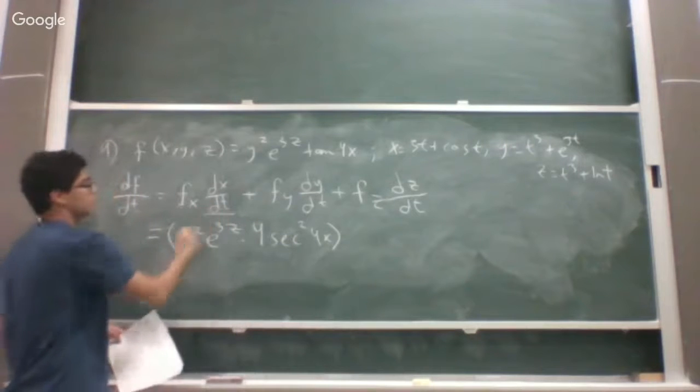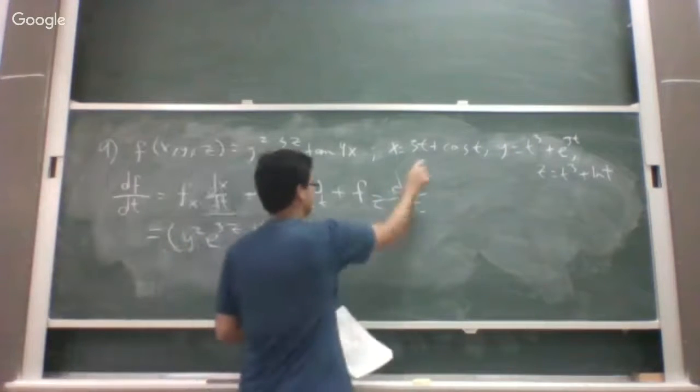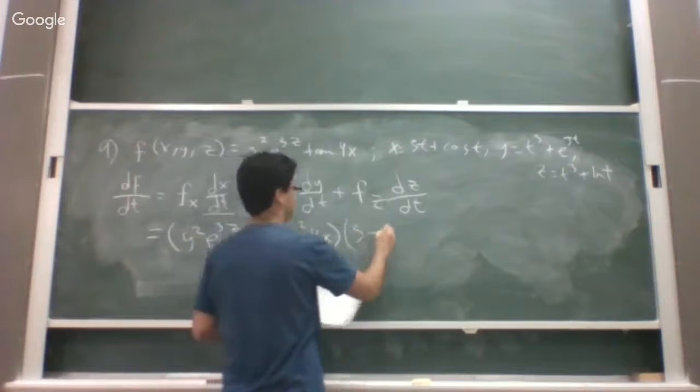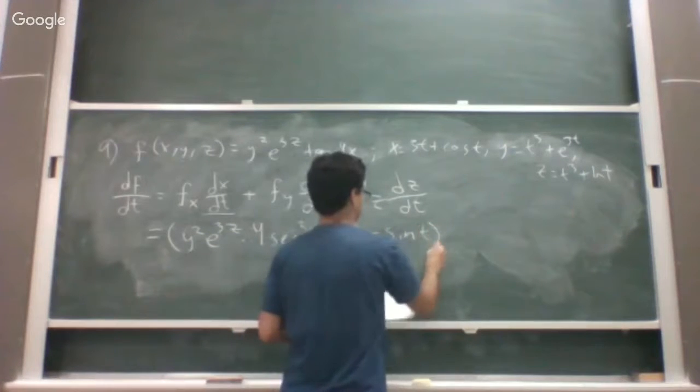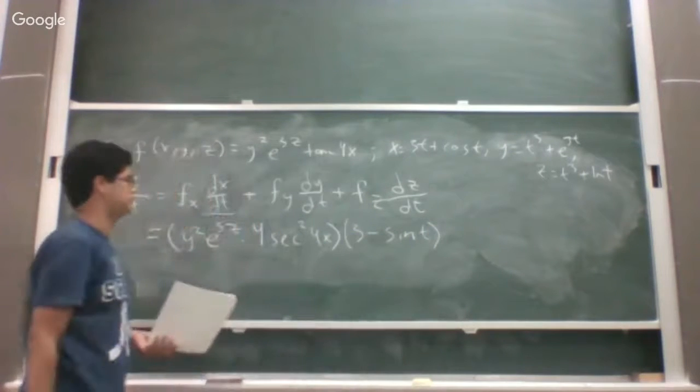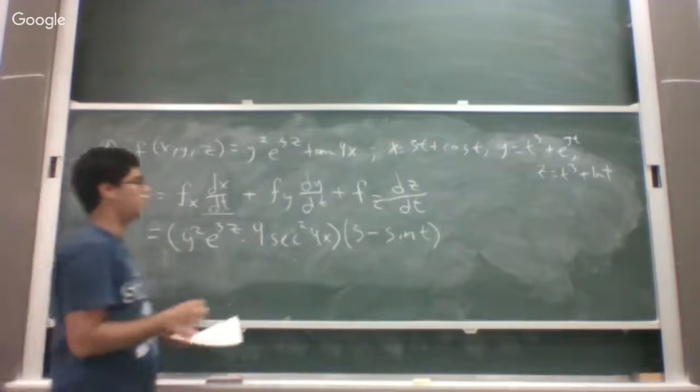Now we need the derivative dx dt. What would that be? 3 minus sine of t. So that's the first part, and we just keep going.